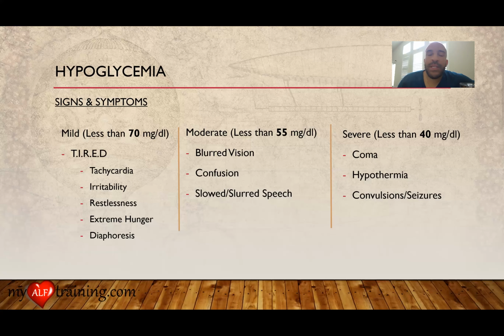So if you check up on a patient and their blood sugar is 37, knowing the possibility that they could slip into a coma with a blood sugar that low, it should really expedite your care to take the proper action to bring their blood sugar back up.